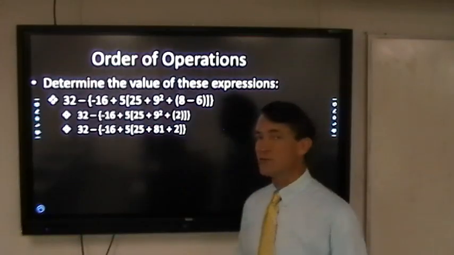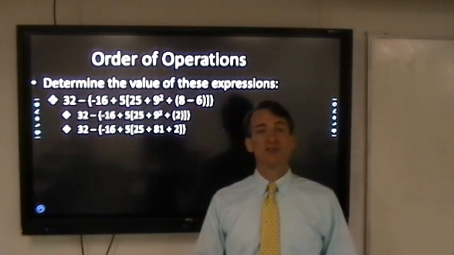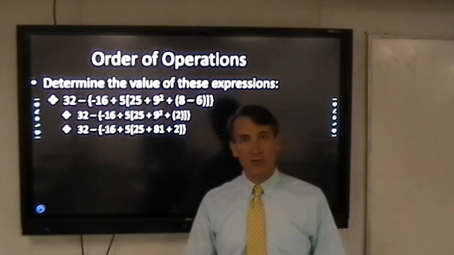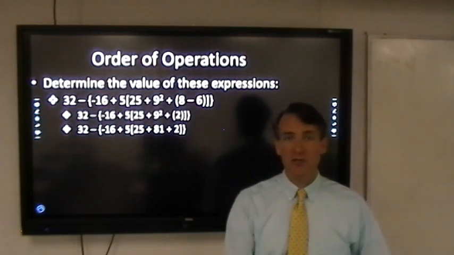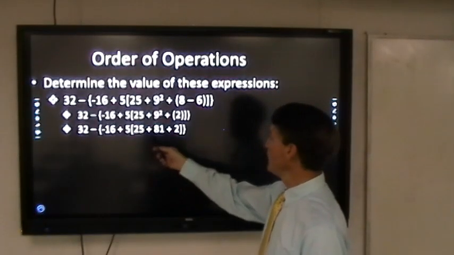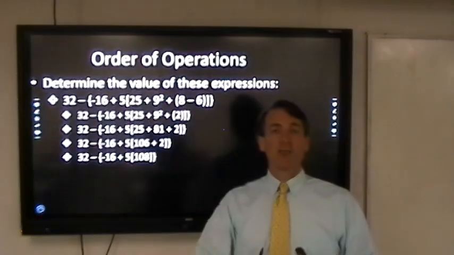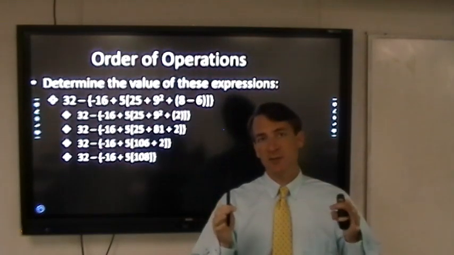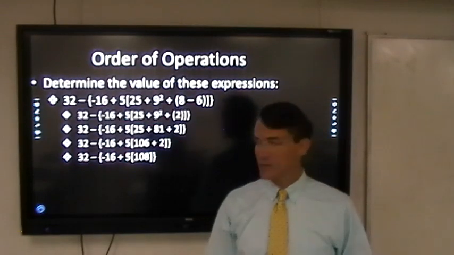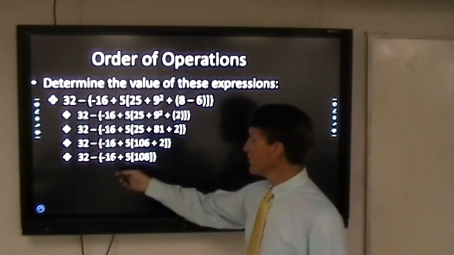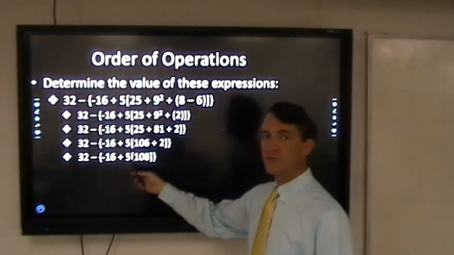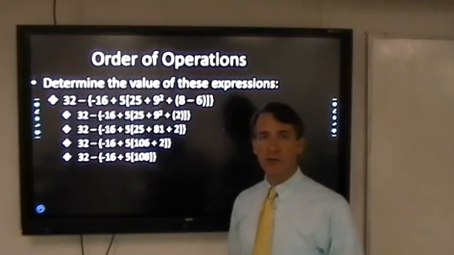Now everything else inside that bracket is addition. So I need to follow order of operations just by going through and doing each one sequentially. So I have 25 plus the 81, that gives me 106, and then I add 2 more, that gives me 108. Now I finished up the bracket, so I work my way outward, and now I have to get my symbol of inclusion, that is the brace.